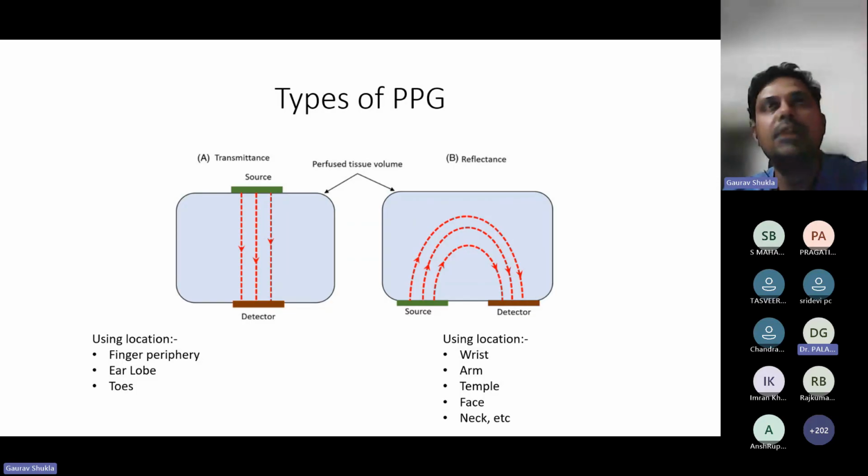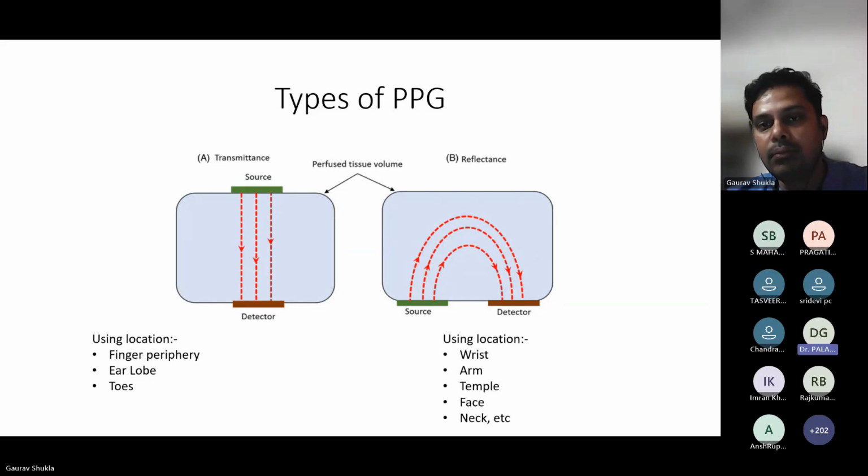For example, if the transmittance type is used for a neonate, I mean a newborn baby, the newborn baby may not have the liberty to use a big sensor or a very complex sensor. So a very delicate sensor can be used in the leg position or in the toe.